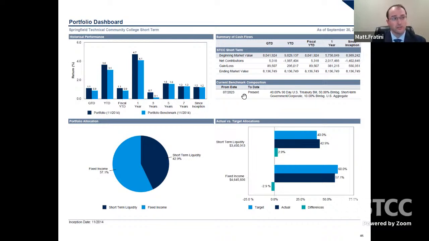What does that mean in dollar terms? You can see as of September 30th, the portfolio had an ending market value of $8,136,000 with an investment gain of approximately $89,000.